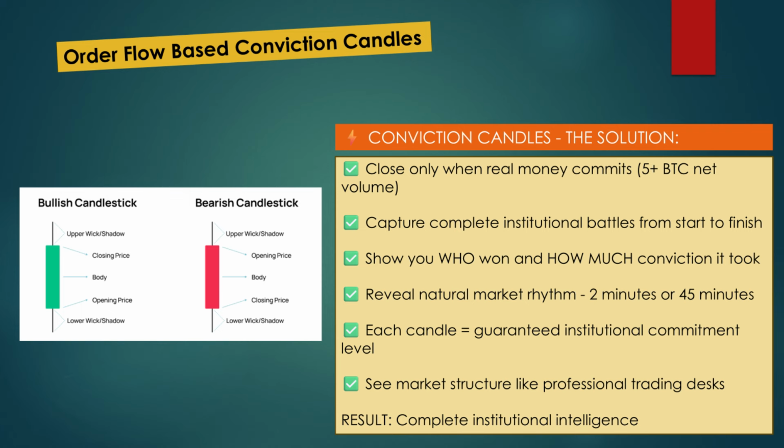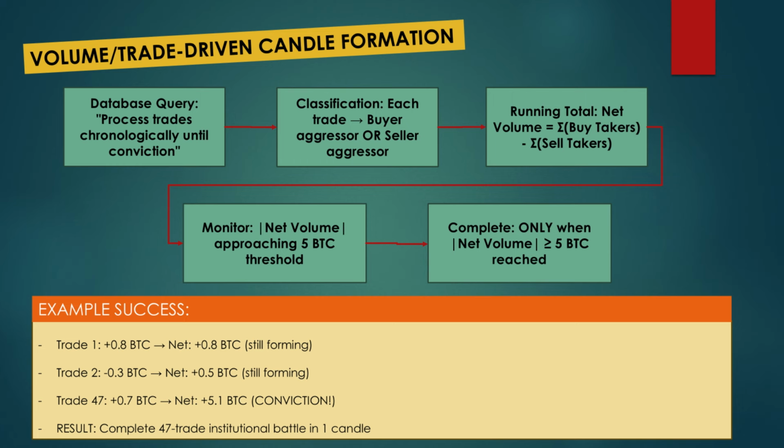Instead of time, we measure conviction through the difference between buy-taker volume and sell-taker volume. Here's how the formation process works. Our system processes every single trade from our SQLite database in chronological order. For each trade, we classify whether the buyer or seller was the aggressor, the one with conviction who crossed the spread to make the trade happen. As trades accumulate, we track the running net volume. If buyers are more aggressive, net volume goes positive. If sellers dominate, it goes negative.